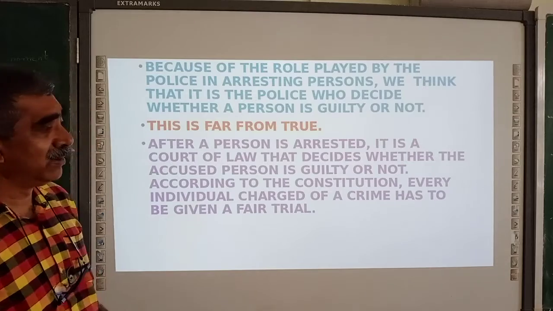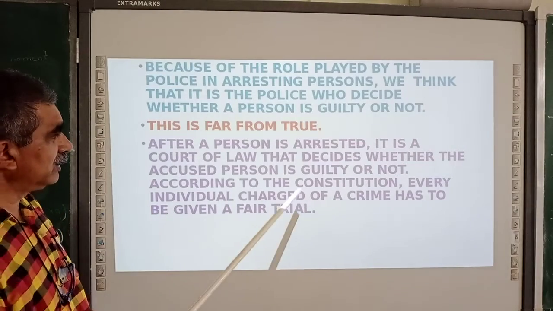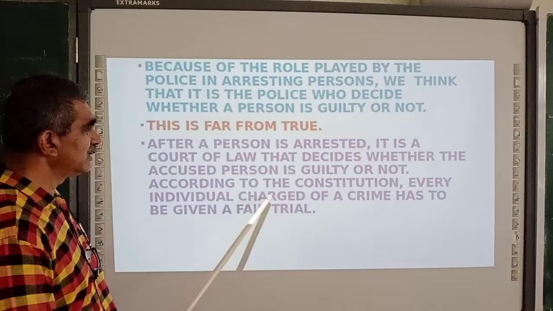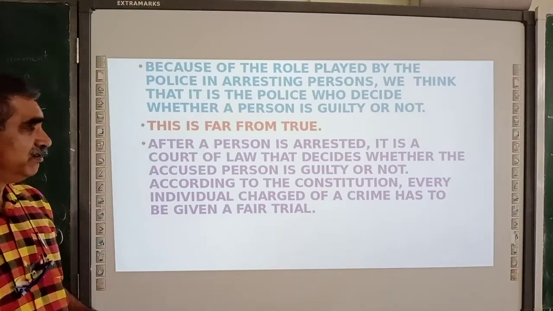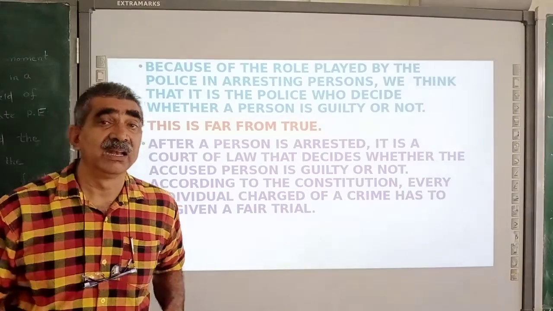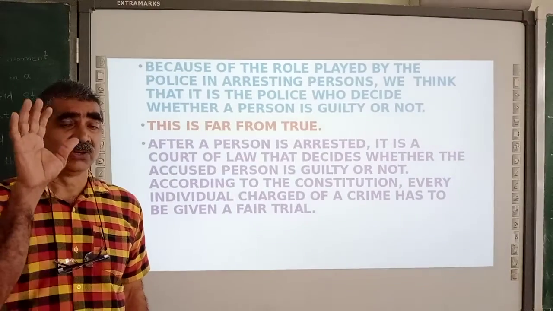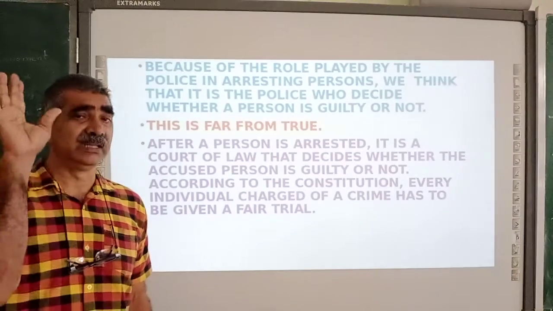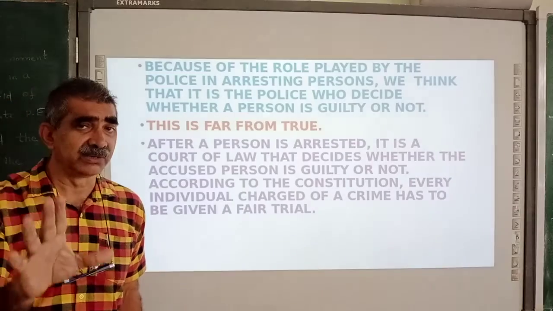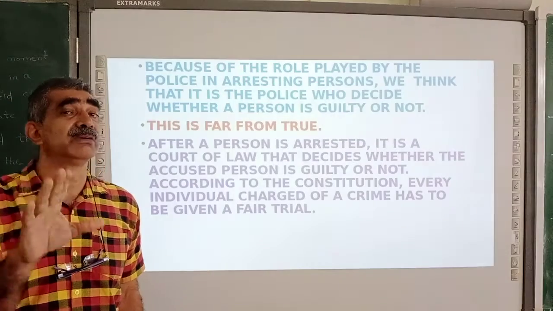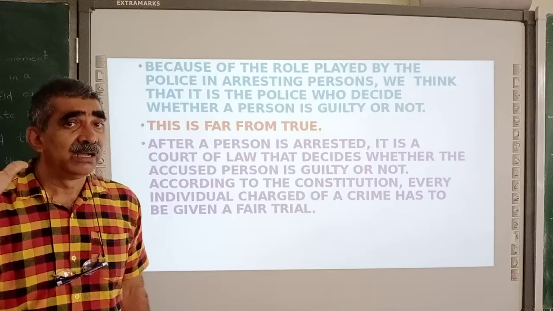According to the constitution, every individual charged with a crime has to be given a fair trial. He should be tried in front of a magistrate or a court, and it has to be proved whether he has done the mistake or not. The judgment is to be given by the judge.